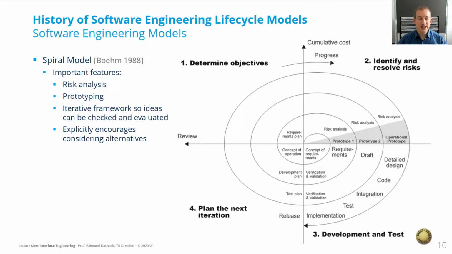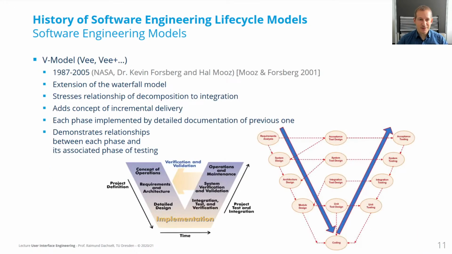So important features as opposed to the waterfall model are risk analysis, prototyping, iterative development, and it also explicitly encourages considering alternatives. That's very important, and that's what we can learn from as well for usability engineering later on. So it's very good for large and complex projects, but not for simple ones because it's an overkill basically. You wouldn't do a risk analysis if you just do a small software development.